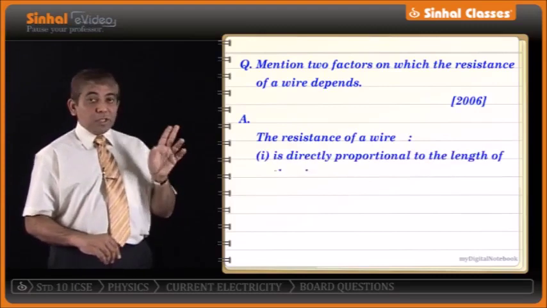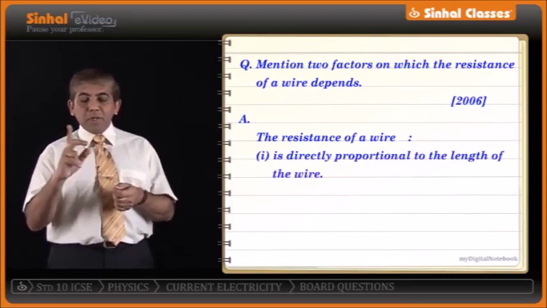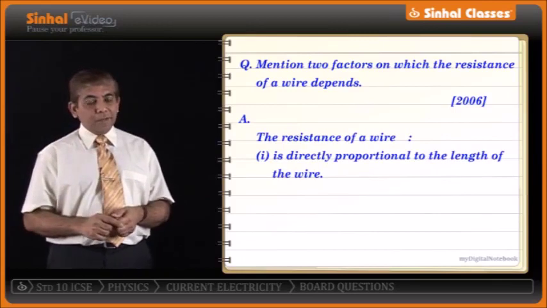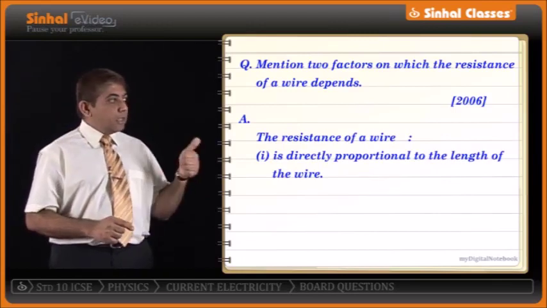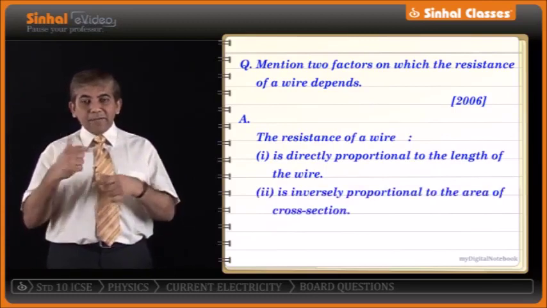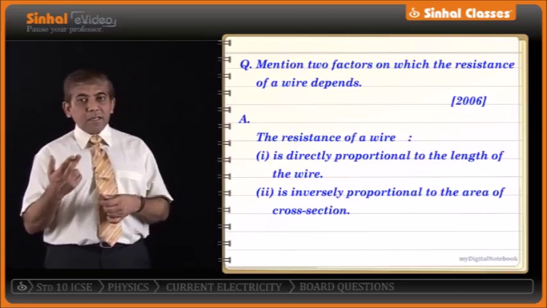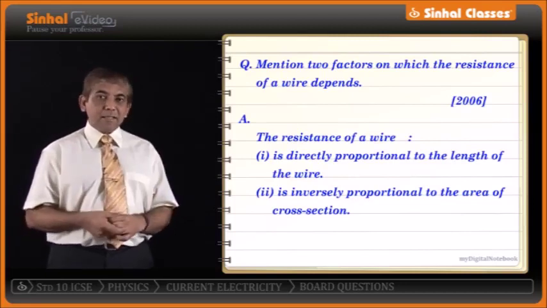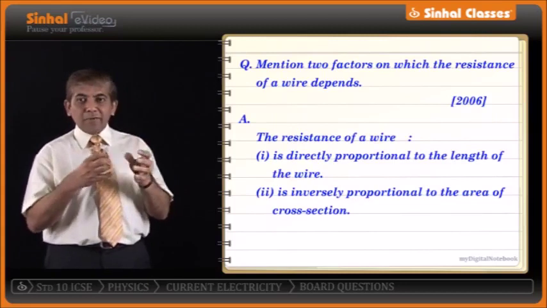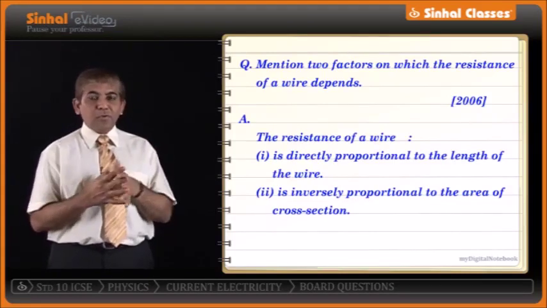it is directly proportional to the length of the wire. Greater the length of the wire, more is the resistance of the wire. Similarly, it is inversely proportional to the area of cross section. That means thicker the wire, greater is the cross sectional area. Greater the cross sectional area, less is the resistance offered, because the spread of atoms and molecules is going to be so nice that it's going to allow the charges to flow through.